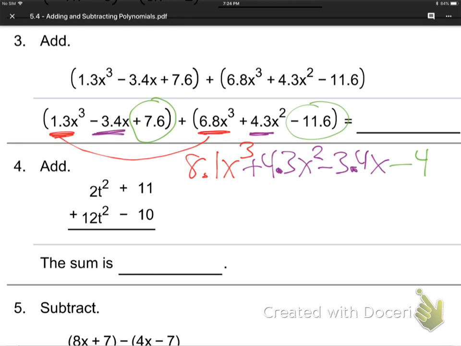All good? All right, so on number 4 then, they're just changing it to be vertical. We said, okay, let's do this straight up and down. Same thing. 14t squared. Just straight up and down. 2t squared, and we're just adding, right? 2t squared and 12t squared is 14t squared, t to the second power. And then plus 11 minus 10. Plus 1. We're done.